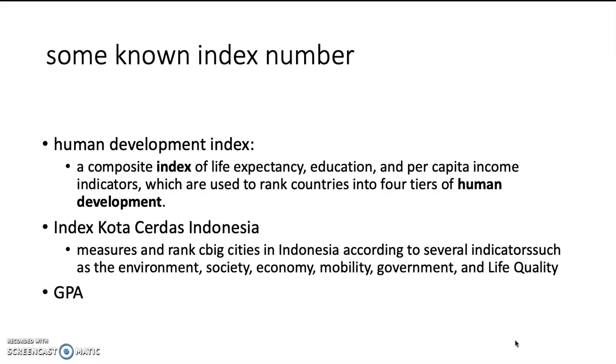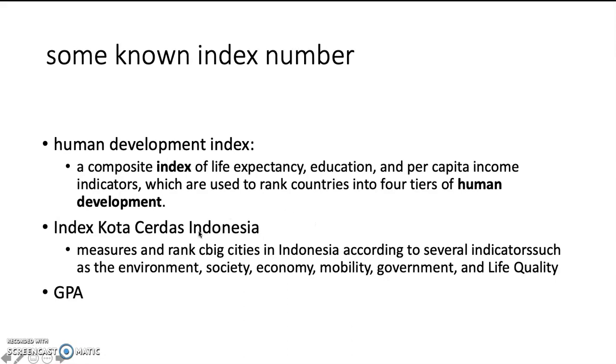An index is a statistical measure of change in a representative group of individual data points. This data may be derived from any number of sources. Here are some examples of index number that are used to measure the performance of a country. There is the Human Development Index, which is developed by the United Nations Development Program, or the UNDP. This index measures the key dimensions of human development: a long and healthy life, being knowledgeable, and having a decent standard of living. It provides an overview of key aspects of human development of countries in the world.